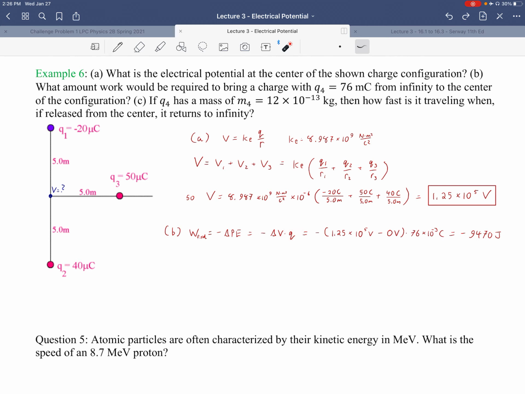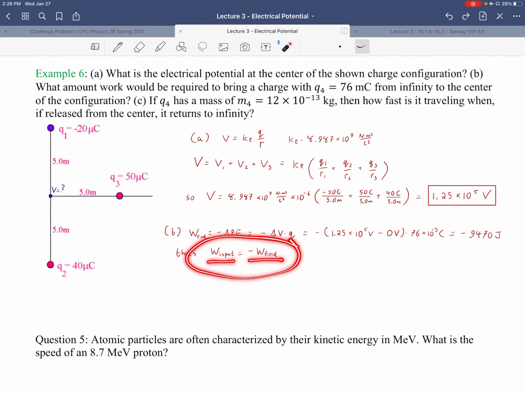So we take the negative of the change in the potential energy and the magnitude of the charge that's moving, the 76 milli, that's 10 to the negative 3 coulombs, and there we have the work done by the field, negative 9,470 joules. That's the work done by the field. But then the work required, the work of input, is always equal to the negative of the work done by the field.